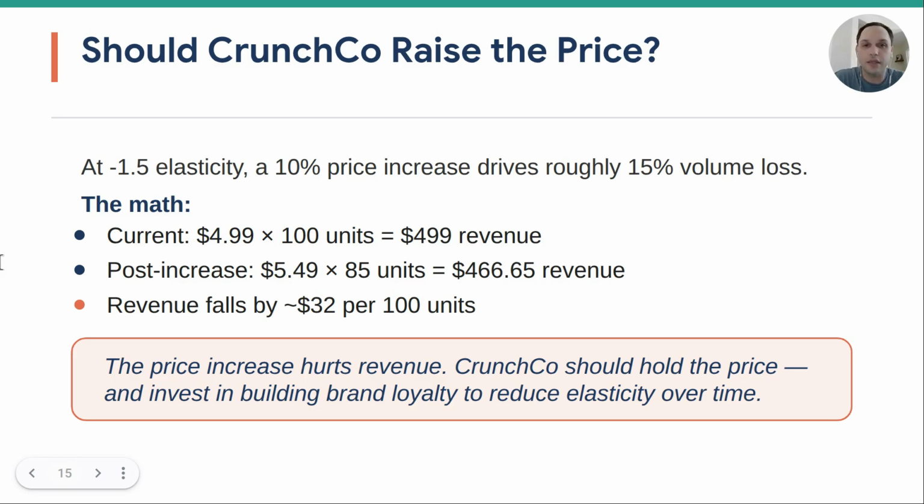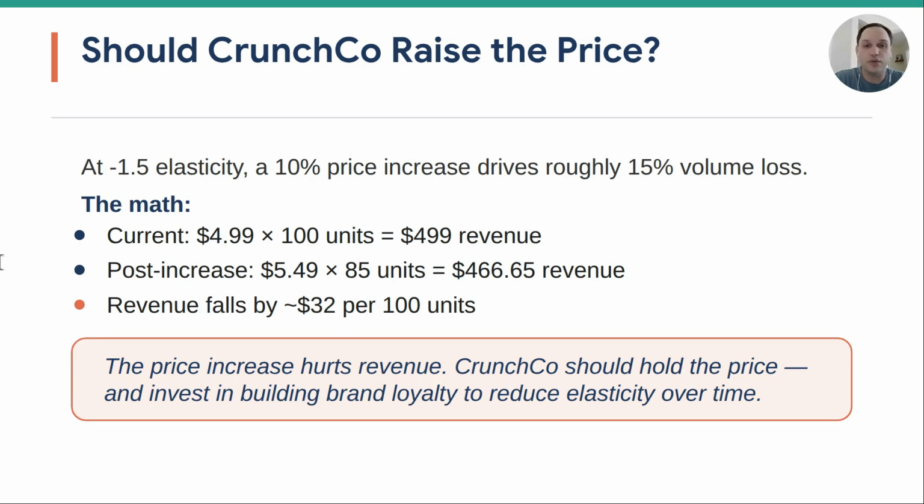Let's bring the math together for the decision Crunchco is facing. At an elasticity of minus 1.5, a 10% price increase from $4.99 to $5.49 will drive roughly a 15% volume decline. Current revenue: $4.99 multiplied by 100 units gives you $499. After the price increase, $5.49 multiplied by the 85 units remaining after the 15% drop gives you $466.65. Revenue falls by about $32 for every 100 units.